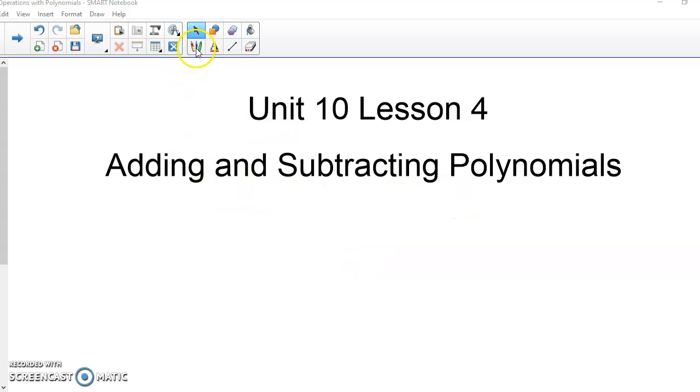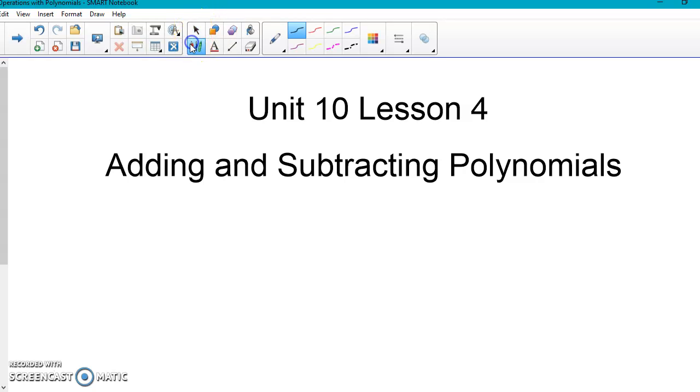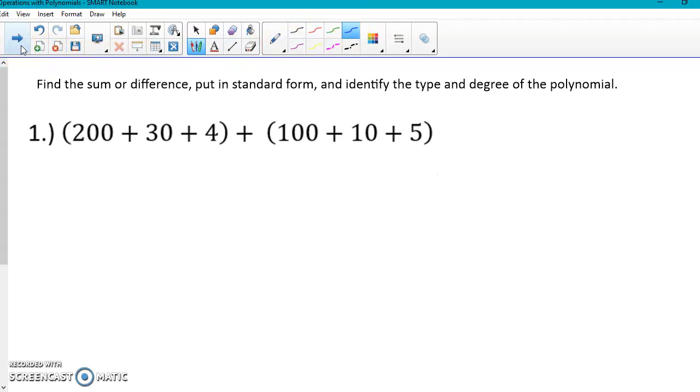All right, guys, we're going to start with our next lesson. So this is Unit 10, Lesson 4. Now we're going to move to adding and subtracting polynomials. So our very first problem, the directions say find the sum or the difference. So sum is to add, difference to subtract.